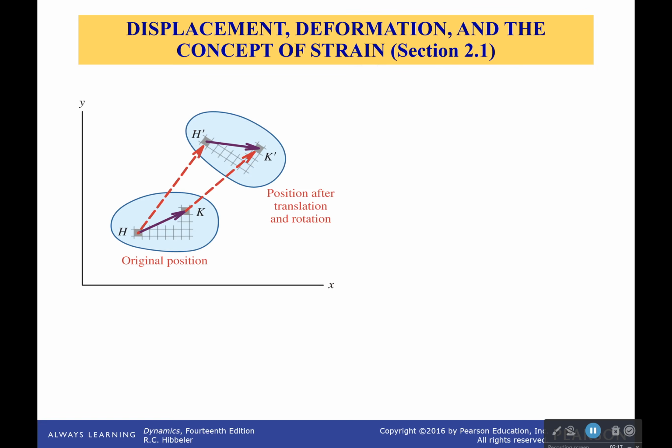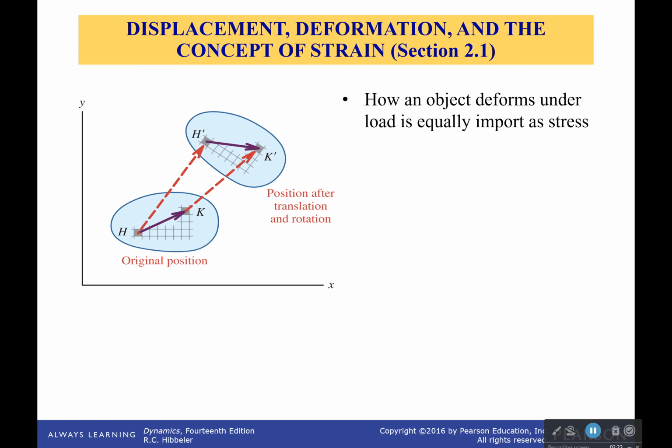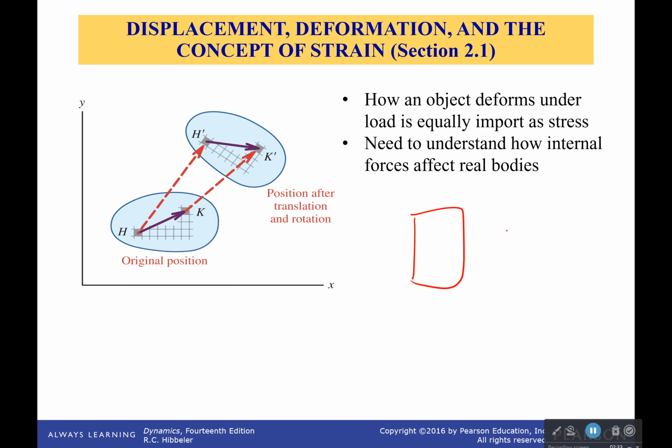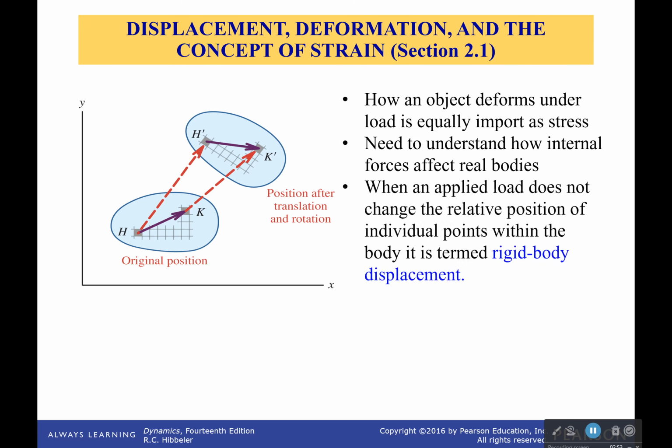Okay, so first off, displacement, deformation, and the concept of strain, okay? Now, how an object deforms under load is equally important as stress. Remember, in all of our previous classes, we had boxes and planes and everything else. We applied forces to them, and that was it. The box is always magically perfect. It's impervious. It can't be changed. We always called them rigid bodies for a reason. Solid mechanics, no more rigid bodies. They can and do deform. So we need to understand how those internal forces affect real bodies.